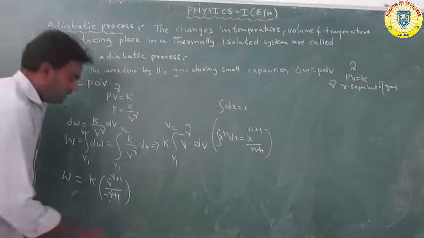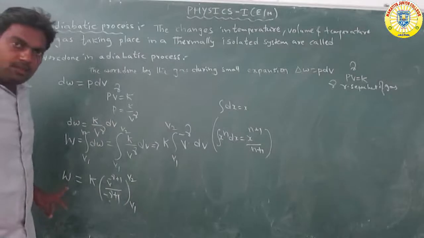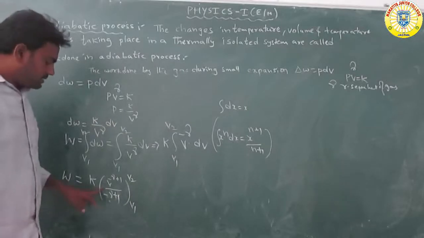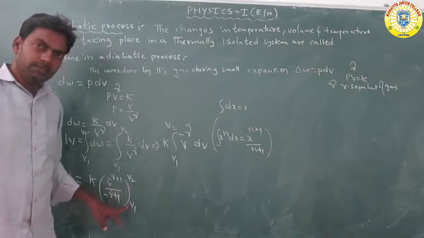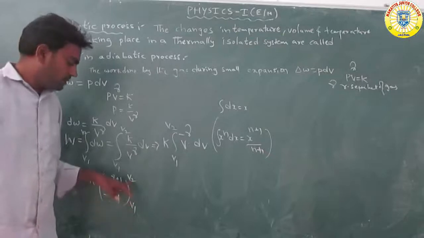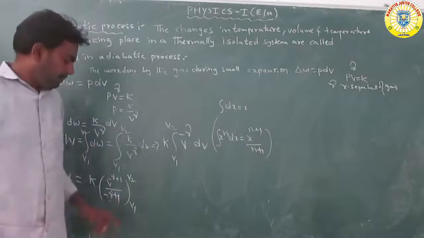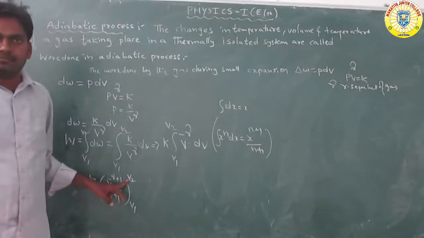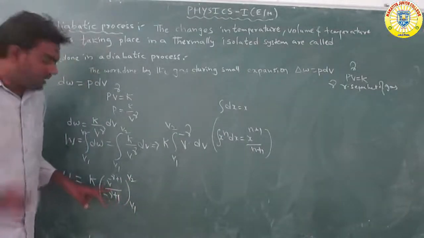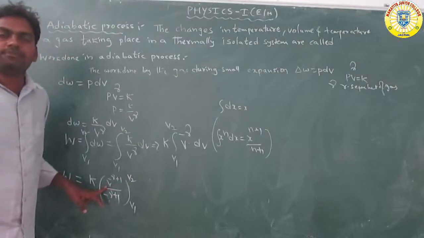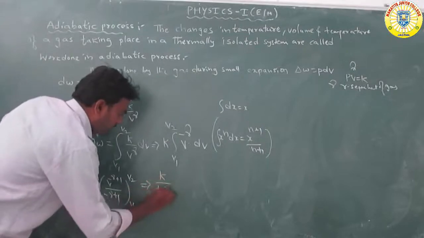Okay, so the limits go outside, v1 and v2 are taken. So the total work done is equal to k times v to the power of minus gamma plus 1 by minus gamma plus 1. Taking the limit after integration, the limits v1 and v2 go outside. Now substituting upper limit minus lower limit in the place of v. So here k by 1 minus gamma we can write.